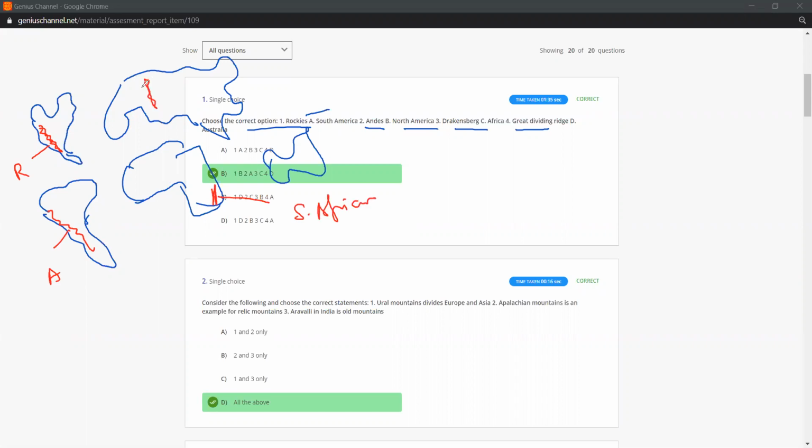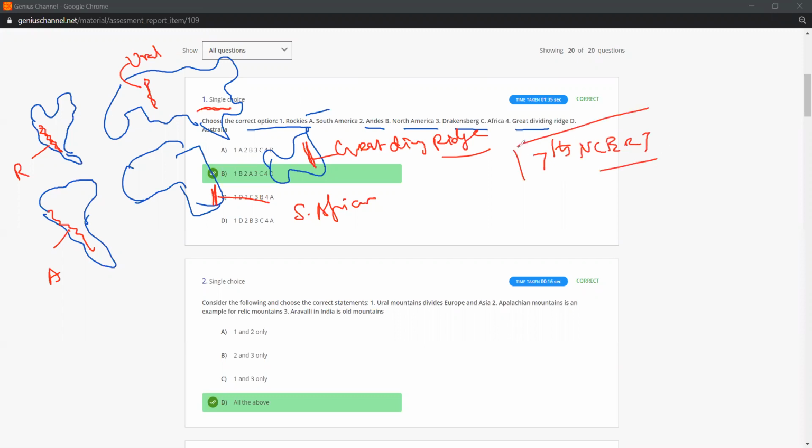Then there's a mountain called Ural between European and Asian countries. Then Himalaya here in India. Then in Africa, in Australia, are you able to see the Australian Great Dividing Ridge? Okay, so this is a very basic thing. It is there in the 7th standard NCERT, maybe in the 6th standard also, but 7th standard I have seen this. One world map is given, coordinates are given, mountains are marked.